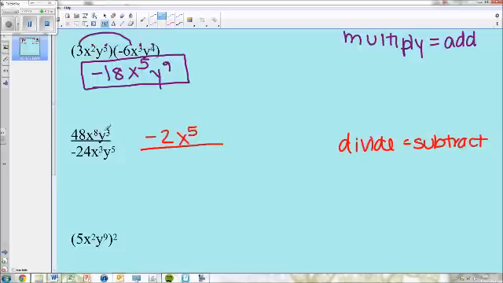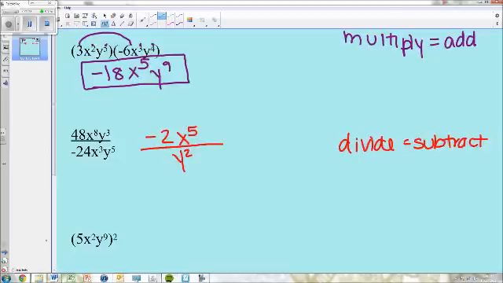Now my y's, I have 3 on top, 5 on bottom, and I want to subtract the way that makes the most sense. So I'm going to do 5 minus 3. 5 minus 3 is 2. The bigger exponent was on the bottom, so my answer is going to go on the bottom. So I have y squared in the denominator.